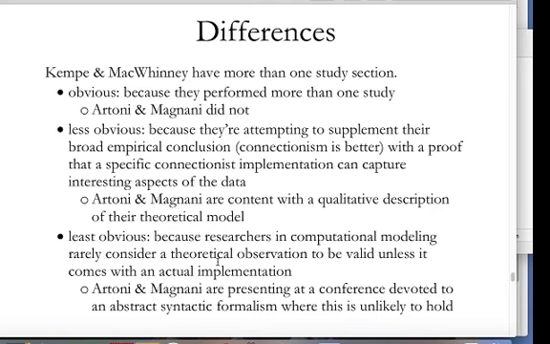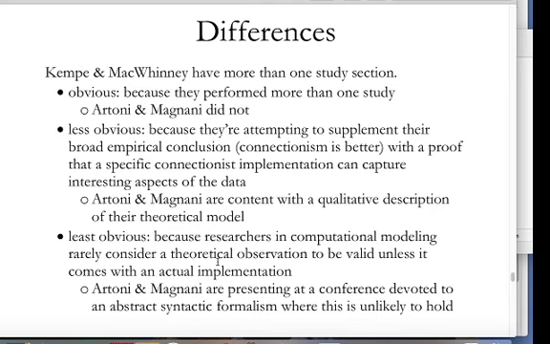So that's going a little bit more in depth about why there's two studies and what the purposes of them are in the Kempe-McWhinney paper versus the Artoni and Magnani one, where they sort of have the same elements, but they don't give as much computational detail about how the model works. And then here's a really high level, not obvious at all observation.